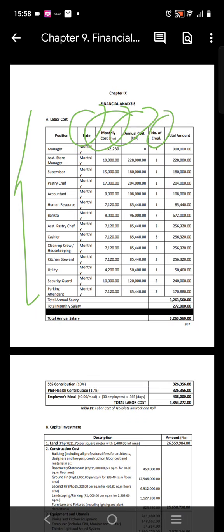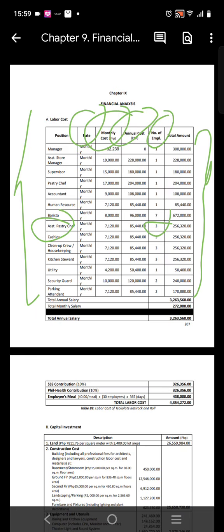And then in order to get the total annual salary, you need to add all the total amounts of salary in this column. And then in order to have the total monthly salary, you need to have the total of the salary monthly per position. So if there are one or more than one employees in each position, your monthly salary will be multiplied by the number of employees. So, for example, assistant pastry, there are three employees for assistant pastry.